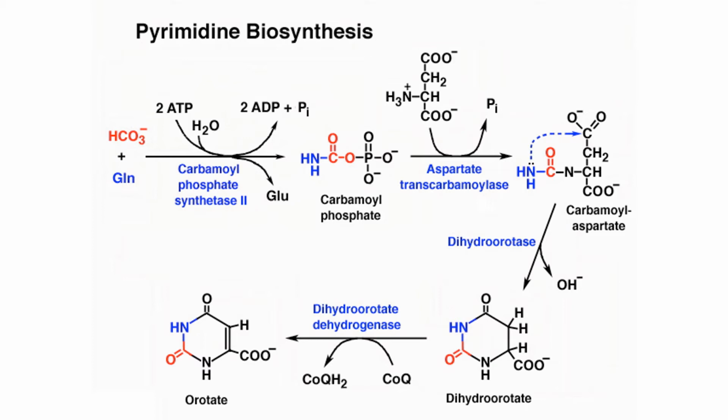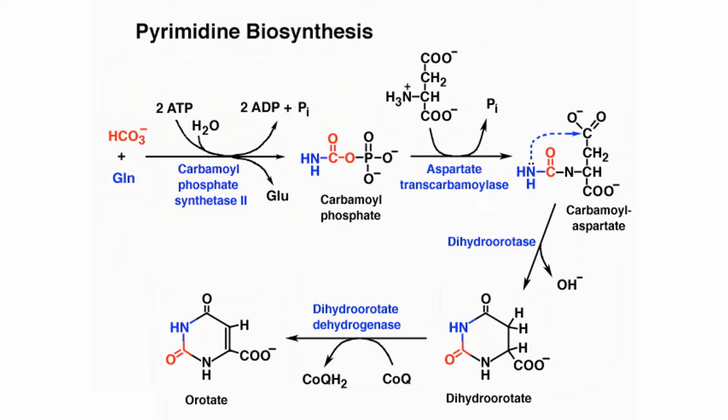Carbamyl phosphate synthetase 2 is the enzyme that catalyzes this reaction, and if you think back, it is reminiscent of the first step in the urea cycle. Carbamyl phosphate is unique in that it contains both an amide bond and a carboxy phosphate bond, so two high energy bonds.